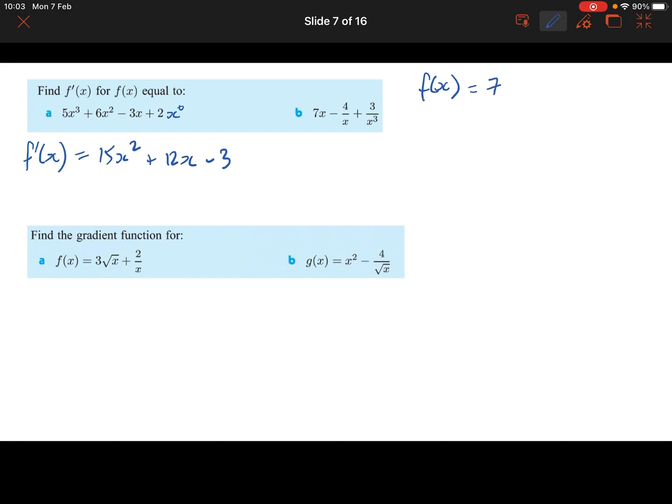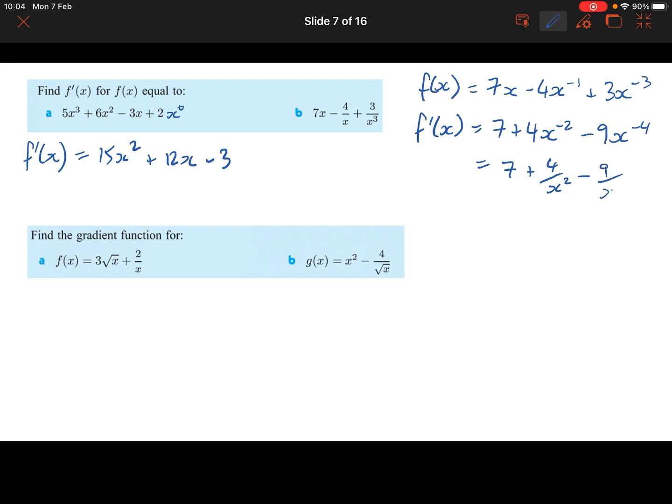So I'm going to change this to 7x minus 4x to the power of minus 1 plus 3x to the power of minus 3. Now I can simply apply the power rule. So that's going to become 7. Minus 1 times minus 4 becomes plus 4. Drop the power by 1. Minus 3 times 3 is minus 9. Drop the power by 1. And then put it back into the form of the question. So 7 plus 4 over x squared minus 9 over x to the power of 4.